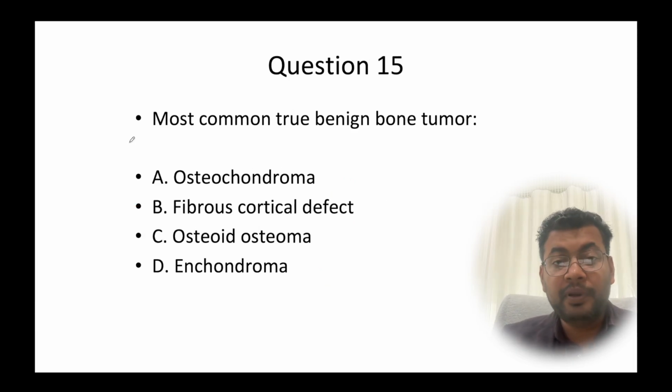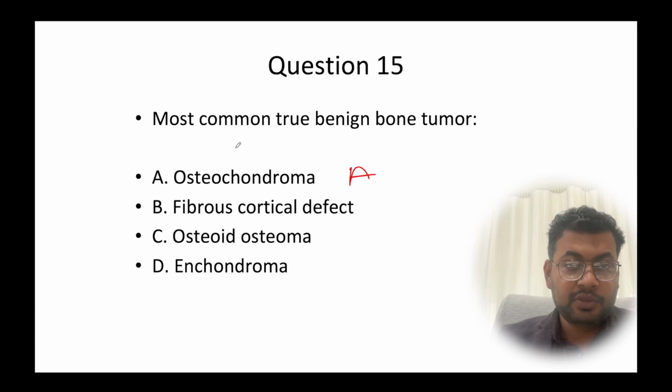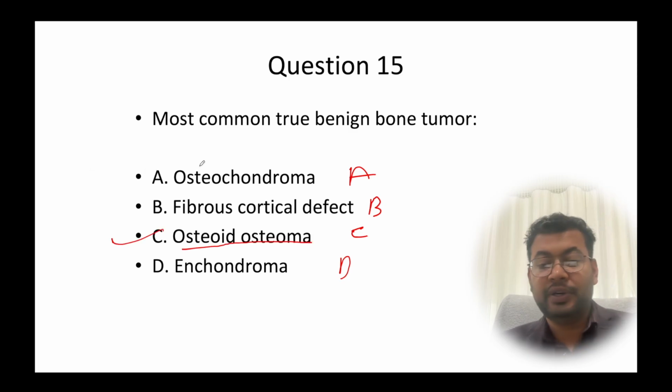Most common true benign bone tumor: osteochondroma, fibrous cortical defect, osteoid osteoma, or enchondroma. So in the last question, our most common benign tumor was osteochondroma, but that is a developmental anomaly. That is not a true benign tumor. So the most common true benign tumor is osteoid osteoma. The answer is C, osteoid osteoma.